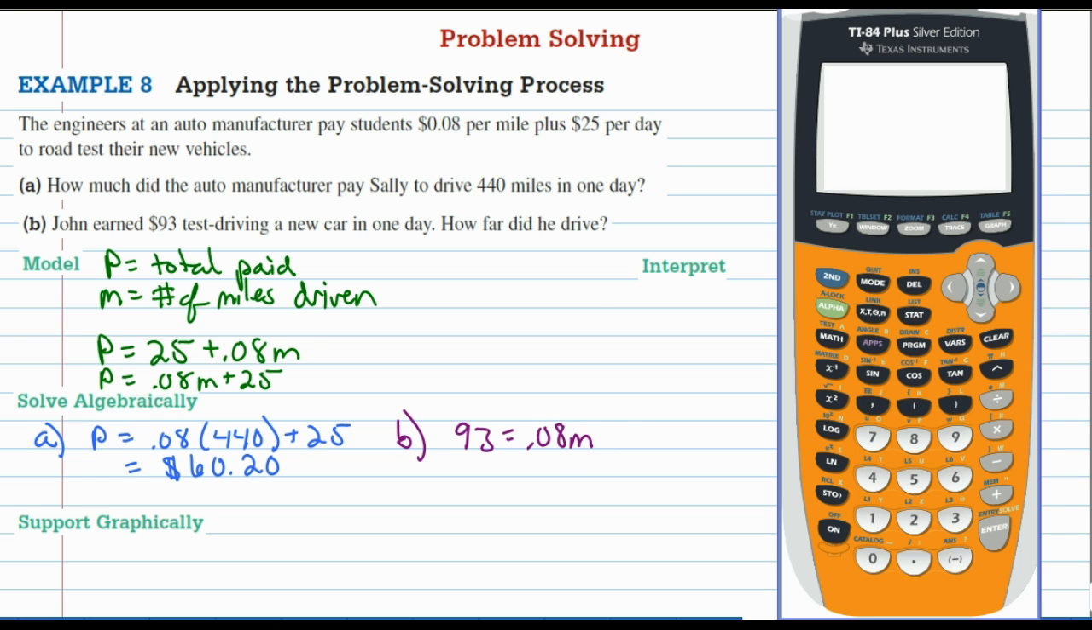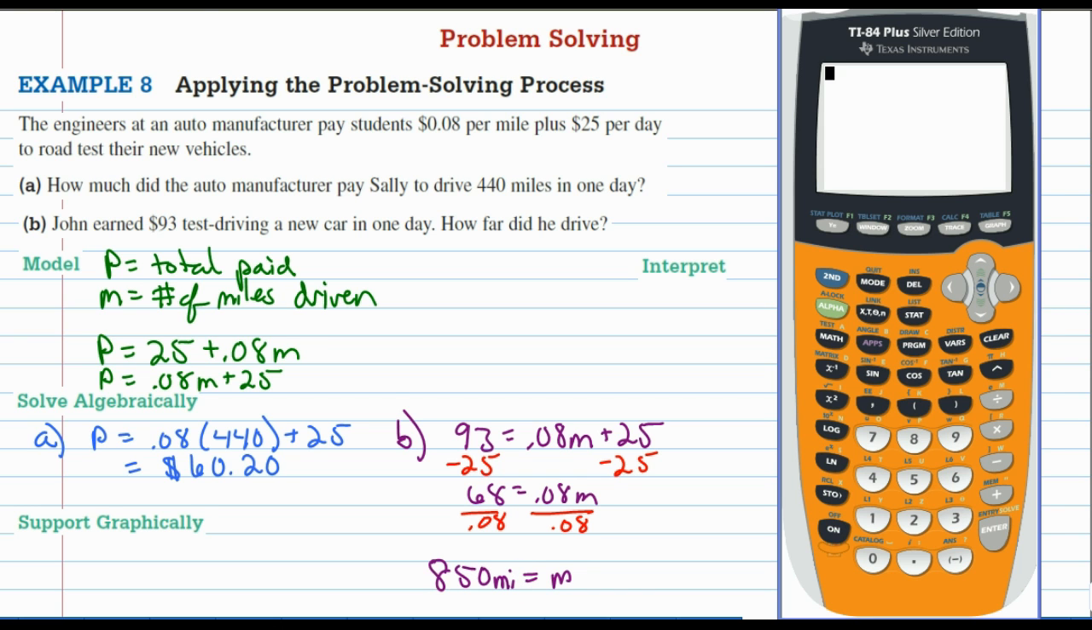Now for part B, John earned $93, so that's his P-value, and that equals 0.08m plus 25. We need to solve for m for him. We're going to subtract 25 from both sides. 68 equals 0.08m. Divide both sides by 0.08, and we get that John drove 850 miles. It's pretty far.